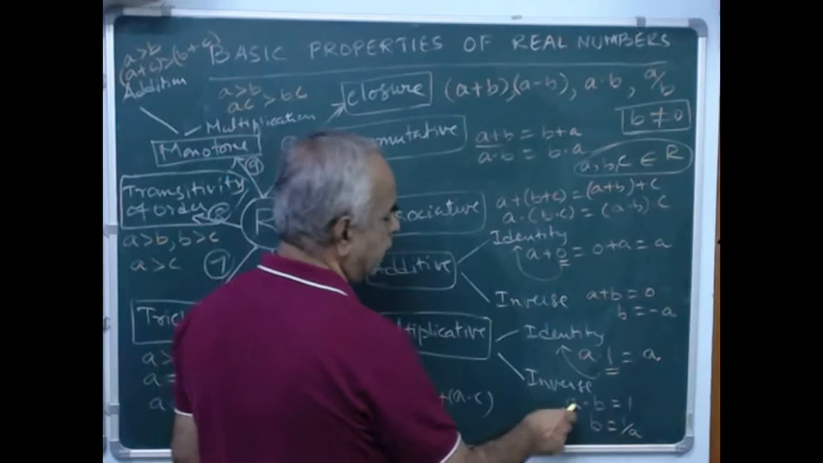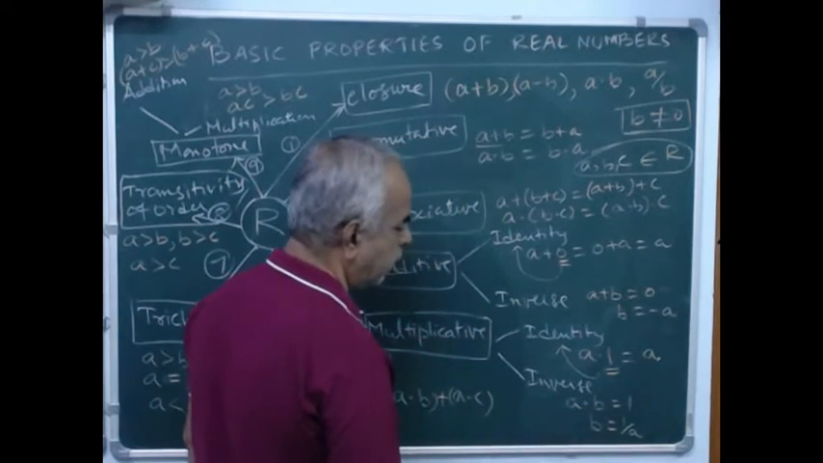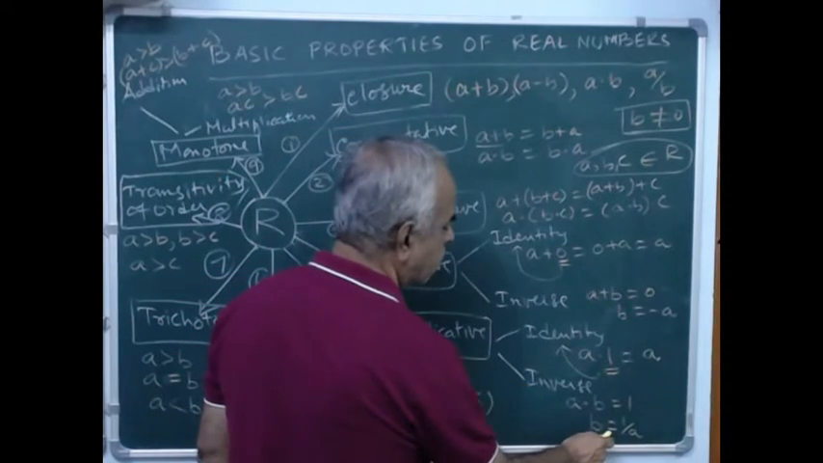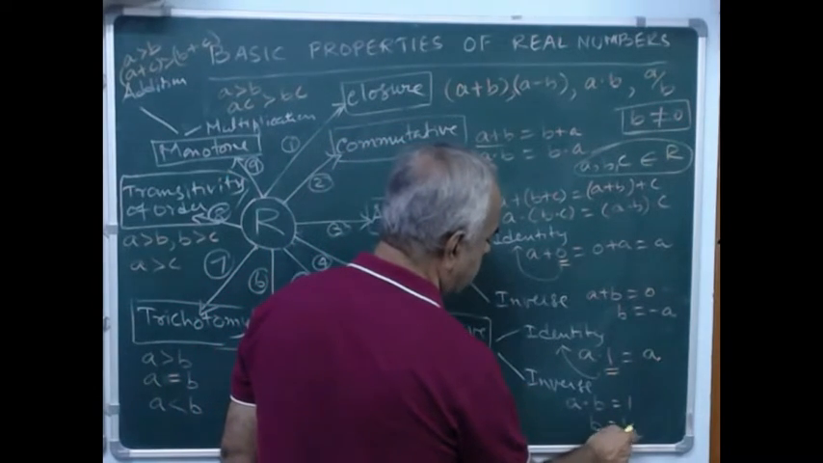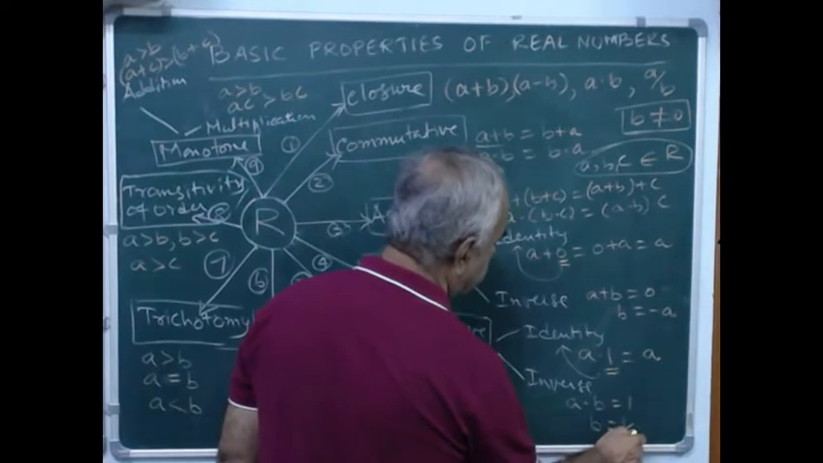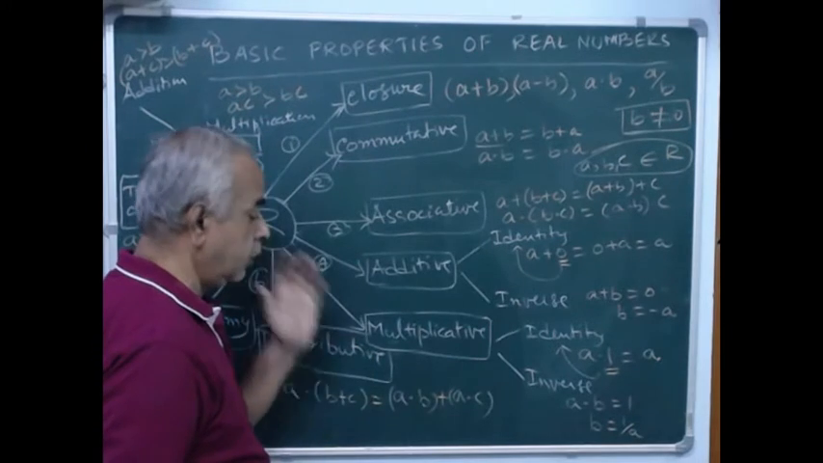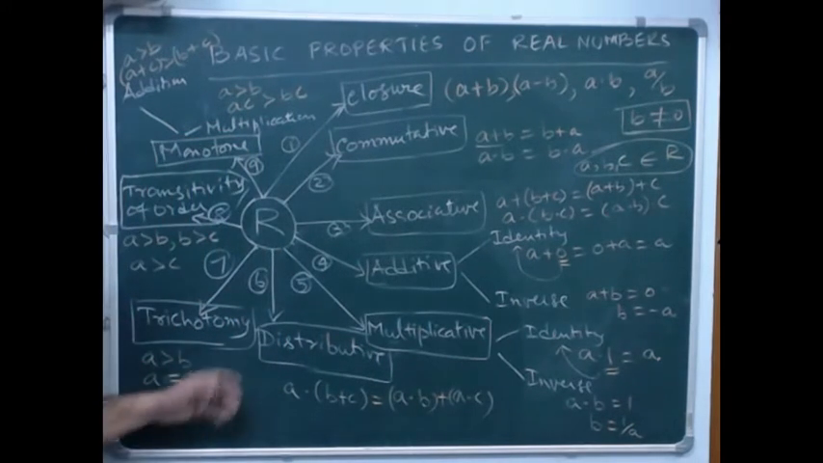And similarly, A dot B, that is A into B, is equal to 1. So in that case, B is equal to the reciprocal of A, that is 1 divided by A. So here B is equal to 1 by A, and that is the multiplicative inverse. Okay, then distributive law.